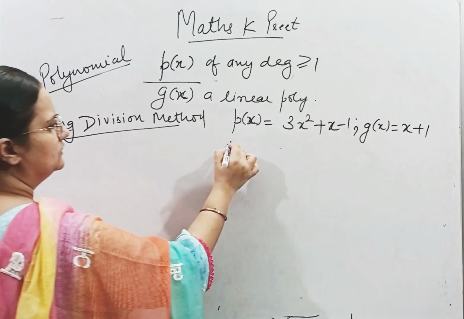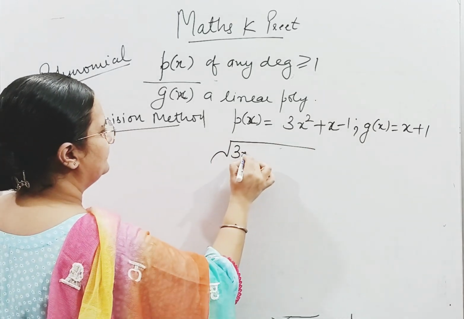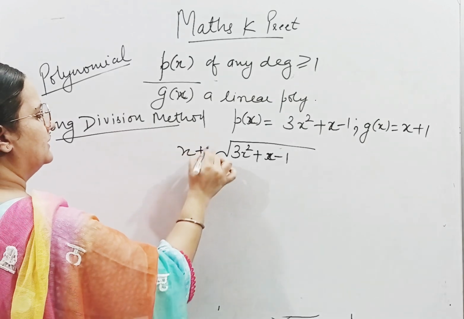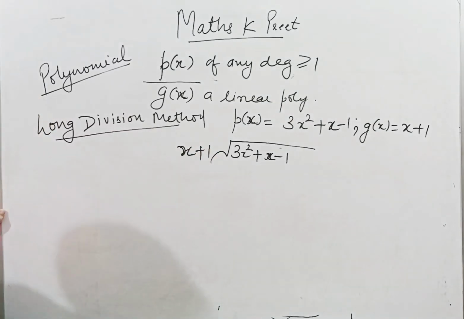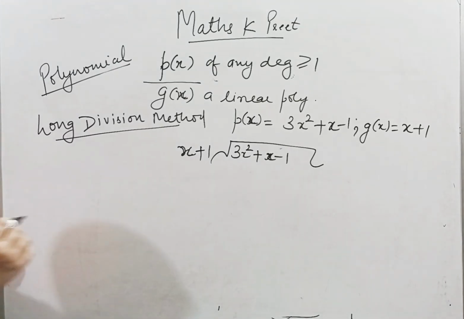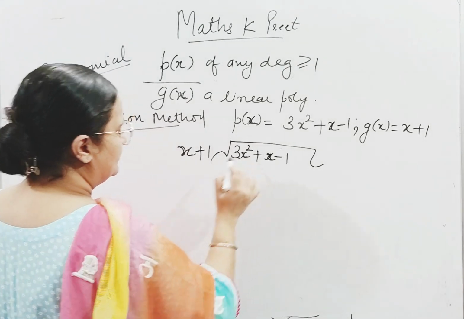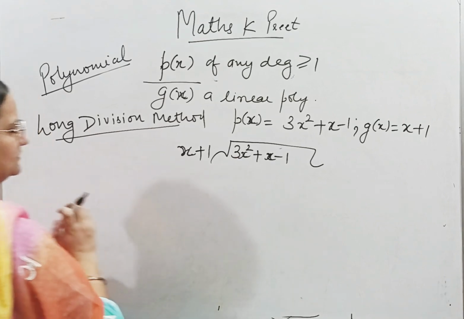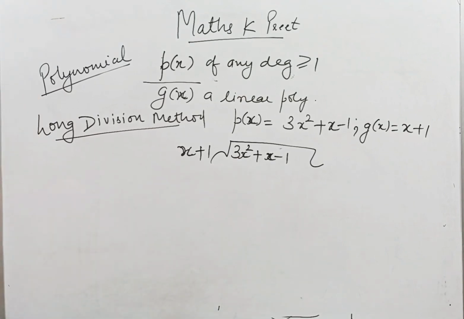So what we will do, we will just take this p of x as the dividend and g of x as the divisor. If the polynomial is not arranged in the descending order of the exponents, we will first arrange the dividend in the descending order of powers. Here it is already arranged, so there is no need for such arrangement.